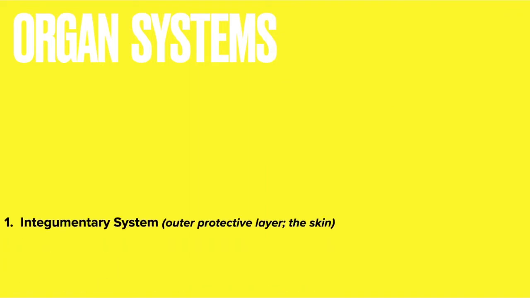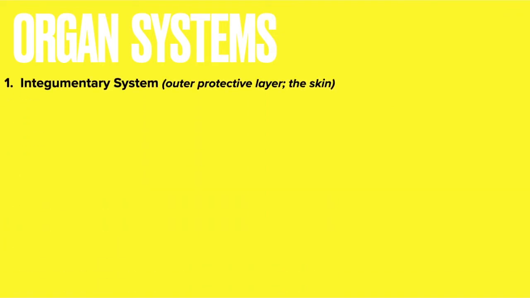Now let's focus on the organ systems. We're first going to focus on the integumentary system. And this is actually going to be the first system that we are going to focus on after we learn about the cells and tissues. We're going to focus on the skin.